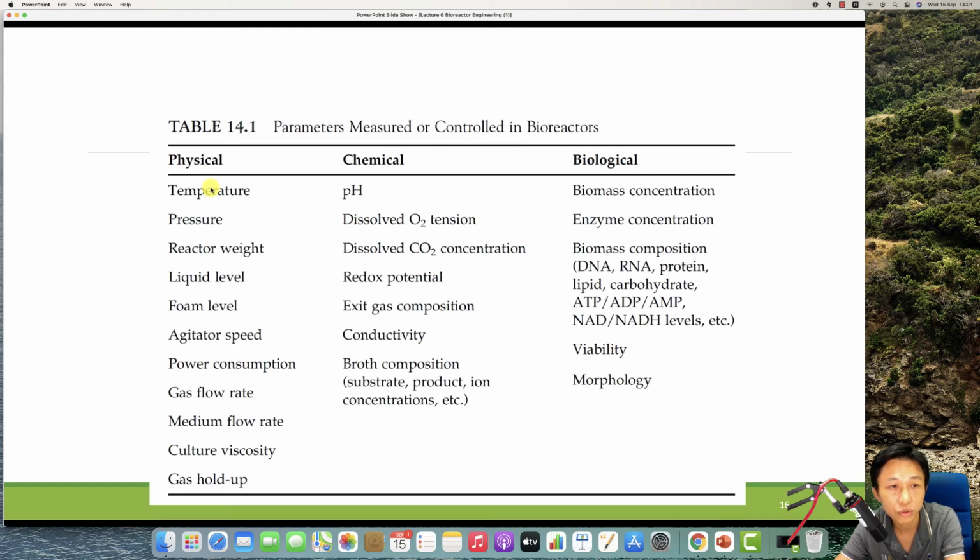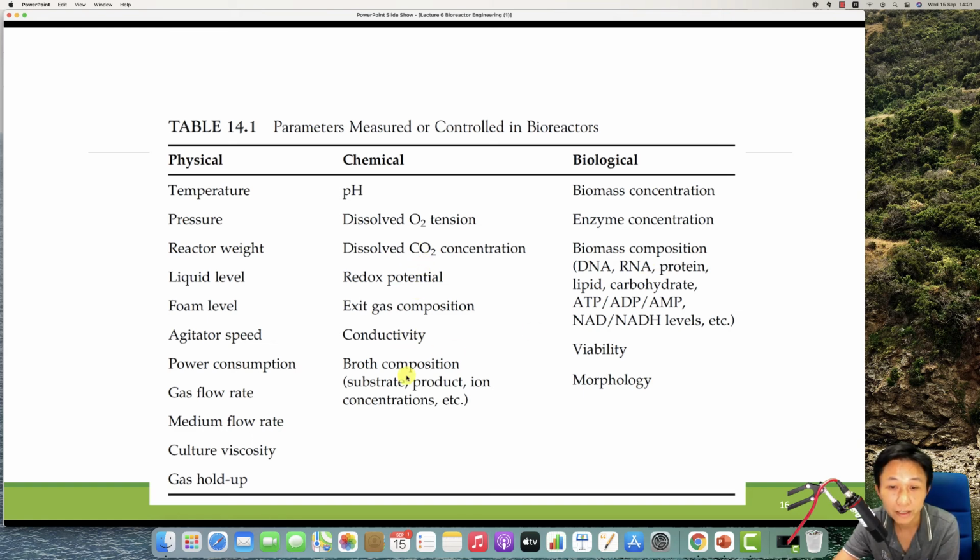Sometimes you can control physical variables like temperature, pressure, level. Okay, foam, you don't want a lot. So these are physical things. Gas holdup means how much gas is inside the system. Some chemical ones: you want to control pH. You know that some pH is toxic to the cell, for example. Dissolved oxygen or dissolved CO2, for example.